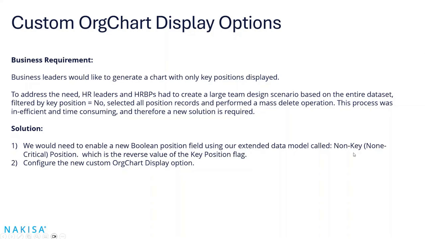So let's say you create a field, which is the reverse of key position, called non-key or non-critical. If the value of this is true, then I want to hide it. If the value is false, this means it's a key position, so I want to show it. That's the only trick that you need to be aware of. Once you've created the field, it's very easy then to create the custom OrgChart display options.